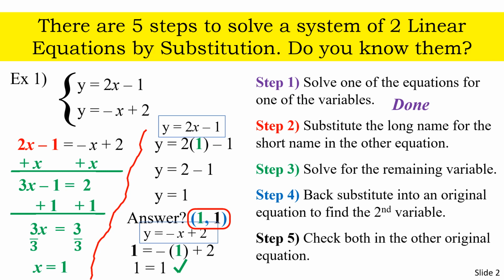So we only had to check the bottom equation because we know it's going to work in the top one because that's how we found our second variable. And these are the 5 steps for solving a system by substitution. Let's try another one.